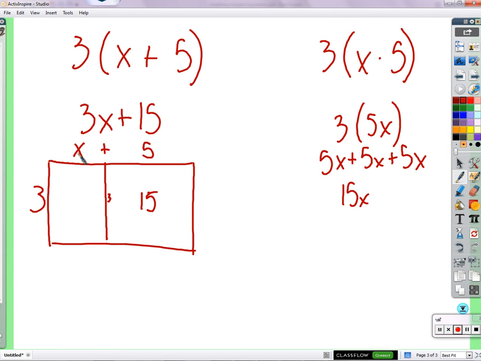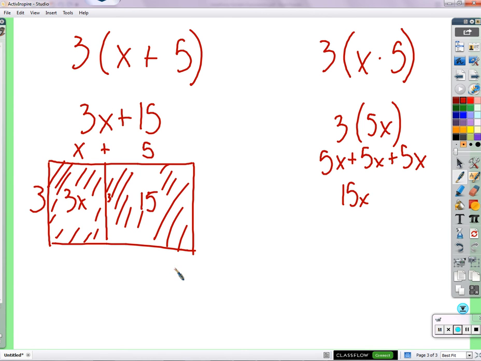And I don't know what x is, but if I did, what would be the area of this rectangle here, right? 3x. 3 times x. Just like 3 times 5 is 15, 3 times x, I just don't know what x is yet, but when I do know what it is, I'll multiply by 3. So the 3 times x, whatever that is, that's the area of this little rectangle here. 15 is the area of this rectangle. So what's the area of the whole rectangle? 3x plus 15. Right, 3x squares and 15 squares. Add them together, not multiply them. Add them together for the total of the squares. 3x plus 15. So the distributive property we can see with an area model.